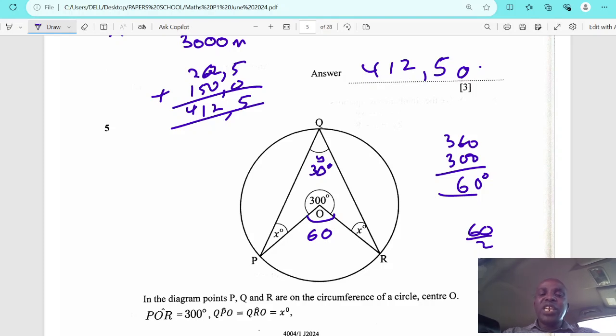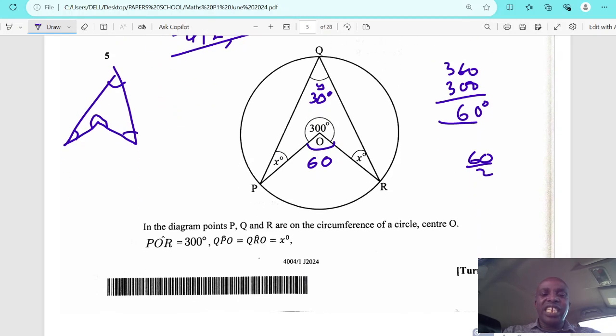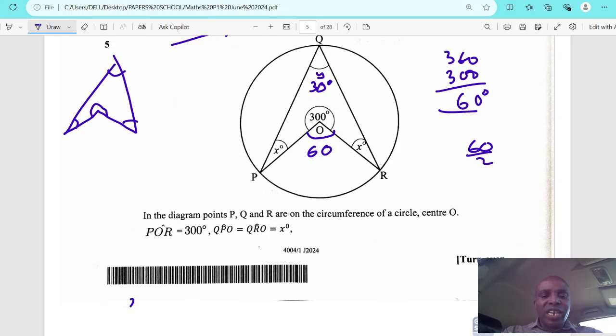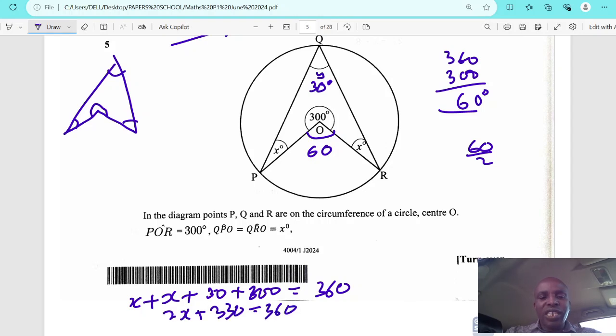Right? Then you can use angles in a quadrilateral, like this shape. It's a quadrilateral, a 4-sided shape with this angle, and this angle, and this angle. They must give you 360 degrees in a quadrilateral. So it will be x plus 30 plus 300 is 360. Then 2x plus 330 is equal to 360. Then 2x is equal to 360 minus 330. Then 2x is equal to 30.